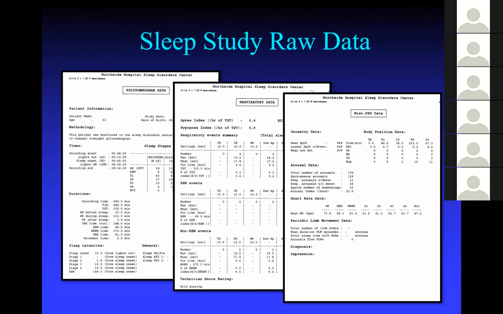And the sleep studies will come in a variety of forms. You know, I've been doing this for years, and sometimes I'll see some study come in from elsewhere, and it takes me a little while to move through it to see where I need to go.